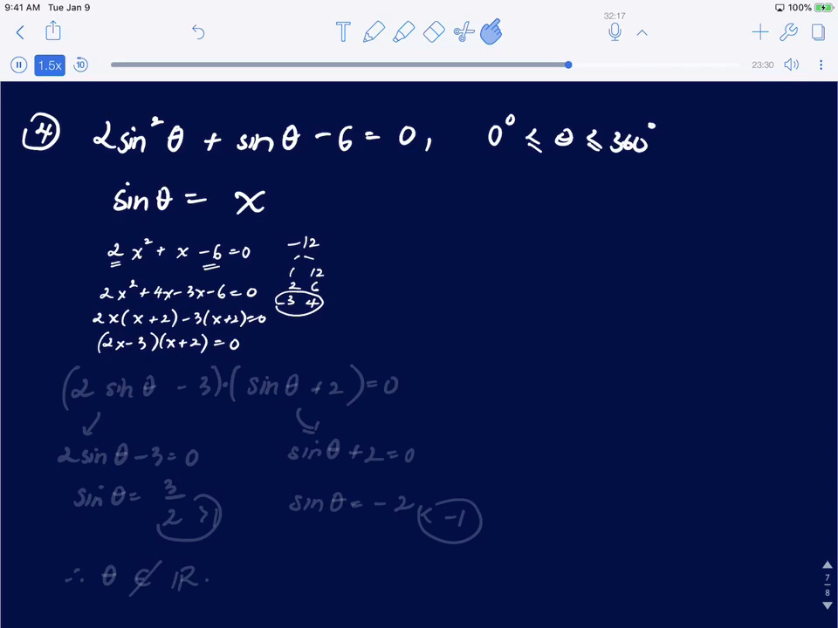Okay, now I'm done with the algebra, and I can go back to the notation in terms of sine and cosine. Okay, so I minimize that. Like I said, you can keep it in 2 sine of theta minus 3, and then in the other one I have sine of theta plus 2.